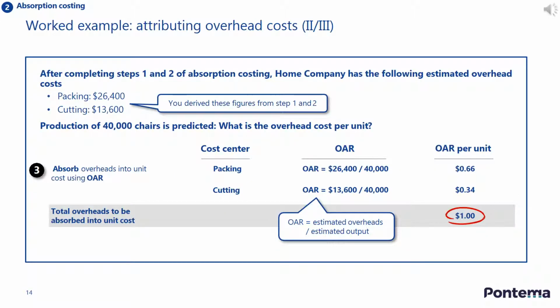The next step in the worked example is to absorb the overheads into unit costs by using a sensible overhead absorption rate. By taking the overheads in each production department and dividing by the expected production level, you will see from the slide that $1 of total overheads should be absorbed into the unit cost of producing a chair.